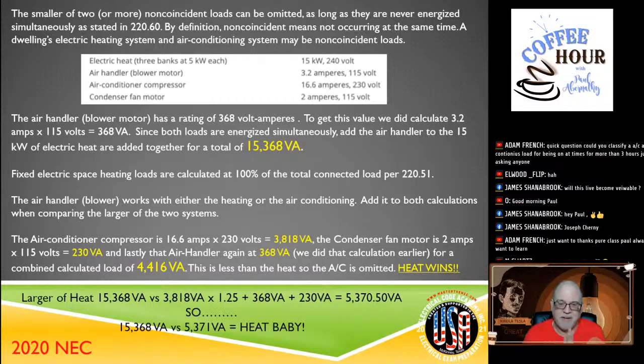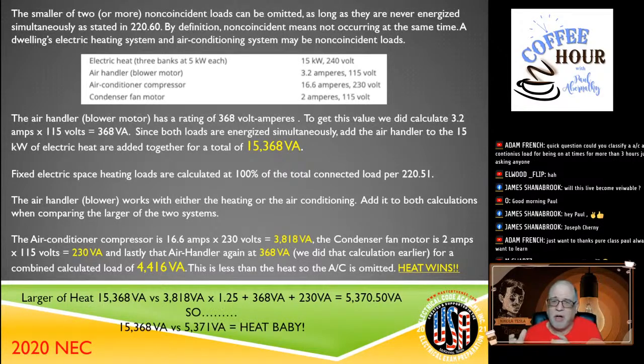All right, so the difference here in the 2020 code is, I already did the math. Everything stays the same. However, once I established, and remember this, for those that are studying the 2017 but are going to be testing on 2020, here's a significant change. If I determine that the AC is less than the heat, then the heat wins.